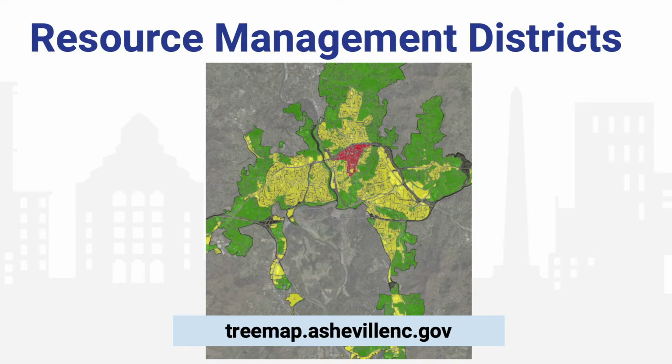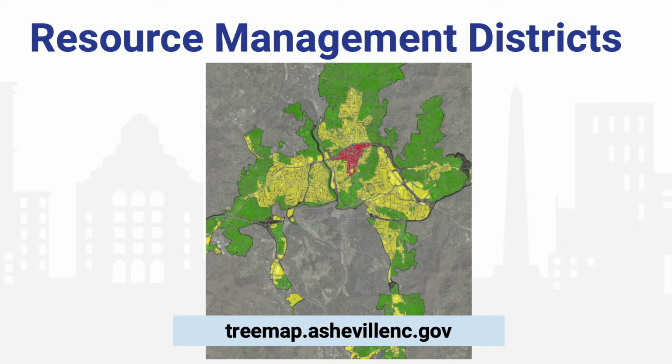The first concept here is resource management districts. This is an overlay district that has been applied to the city. There are 3 of these districts, as you can see on this map in front of you. The red area is our downtown resource management district. That is the area that is familiar to most of you as downtown Asheville.